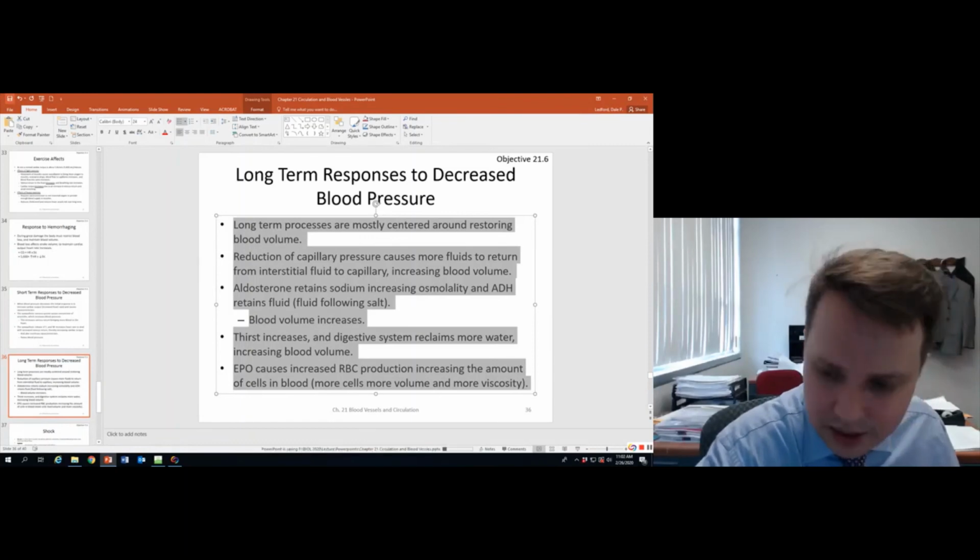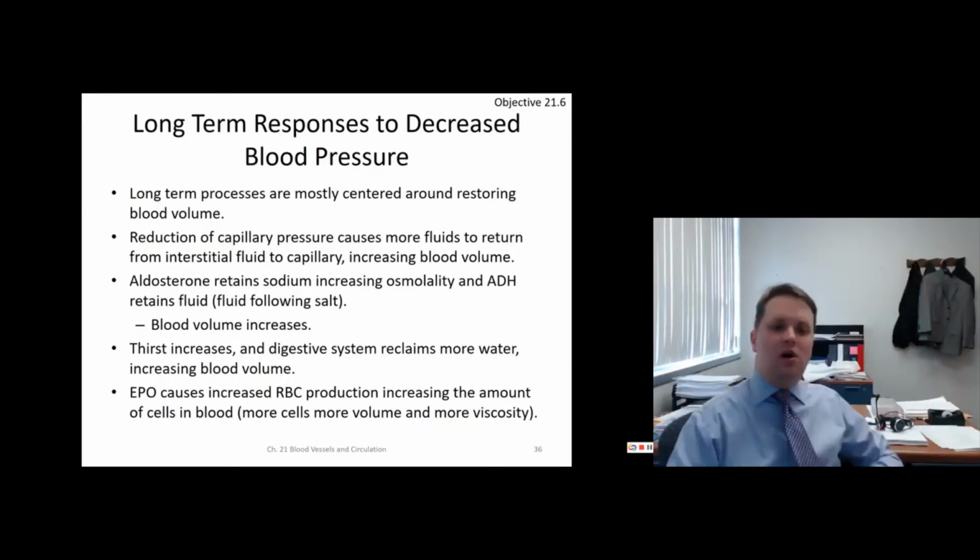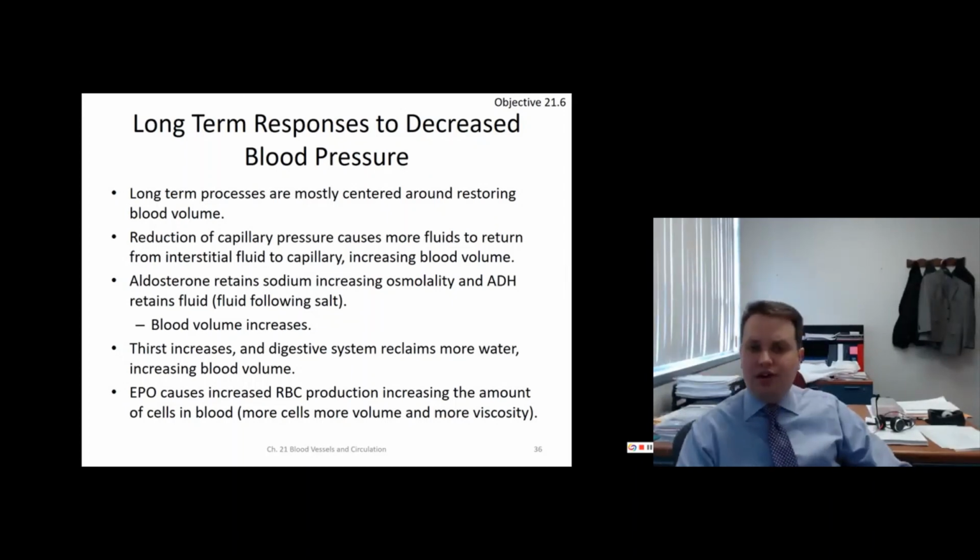Okay. So, what happens is we want to reduce capillary hydrostatic pressures. There is now more volume that's coming from the interstitial fluid, and blood volume goes up. So aldosterone and ADH are going to help to also get that blood volume up. So we reduce capillary pressure. That gets some fluids. We're actually stealing fluids from that.